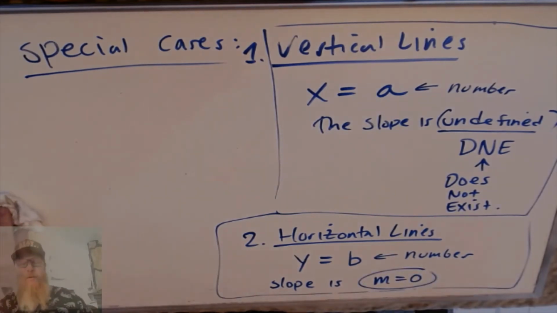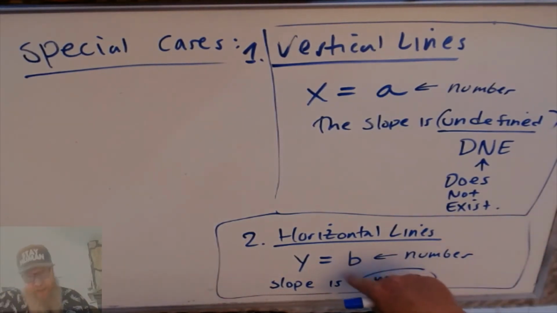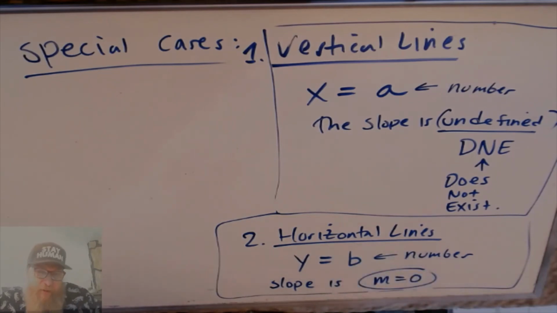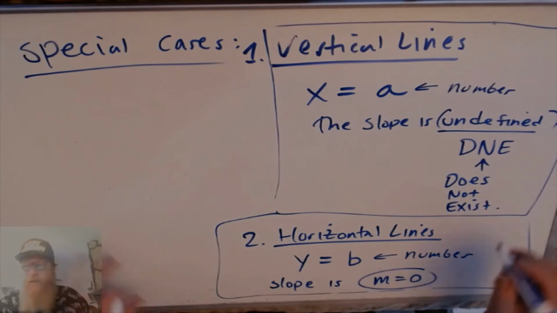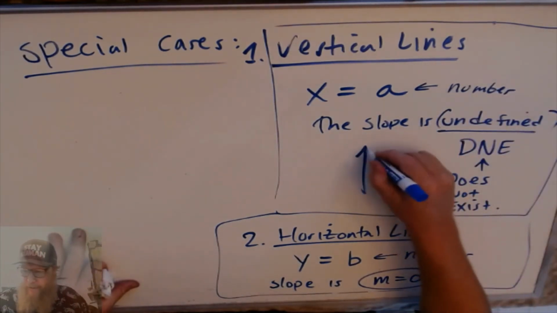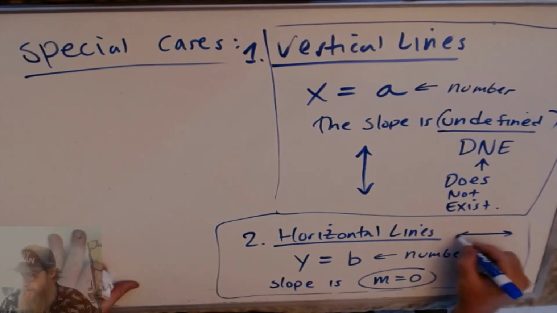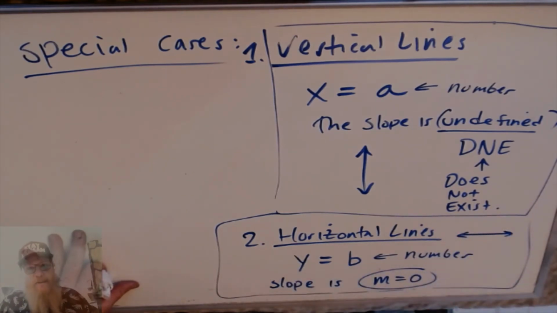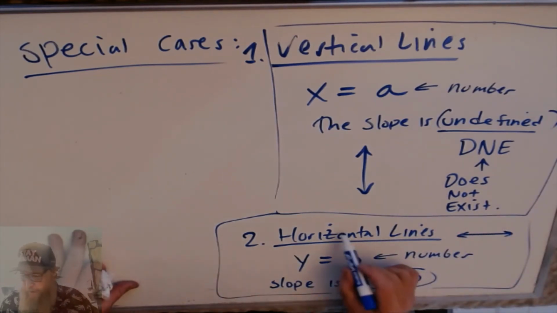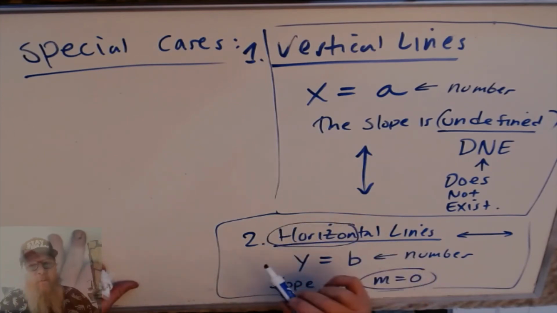M equals 0. You don't even see an M, right? You don't see it, so that means it's 0. It means it's horizontal. Remember, vertical lines go vertically, up and down. Horizontal lines go horizontally, from side to side. Easy way to remember that: the horizon.